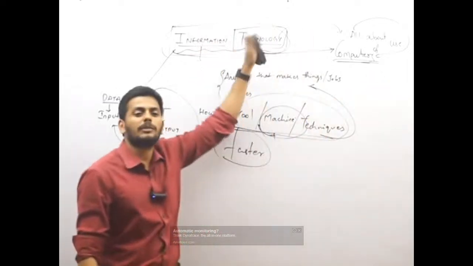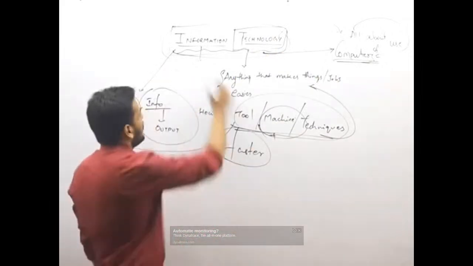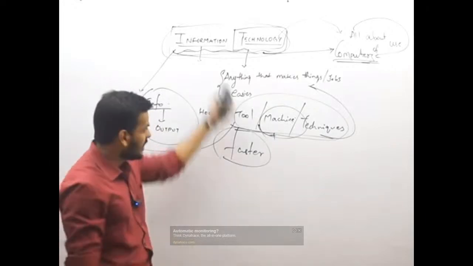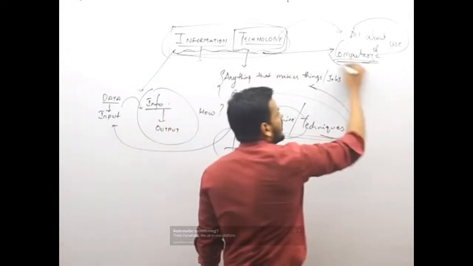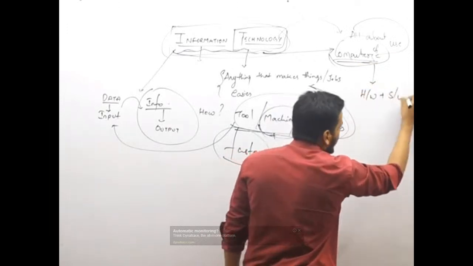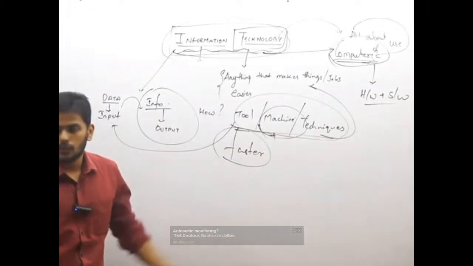So IT is very synonymous to the use of what? Computers. Right? Don't worry. At a later point in time, we will have the definition of what IT is and what the various concepts involved in IT are. IT is all about the use of computers. Computers are nothing but a combination of hardware and software. So a lot more stuff is there to catch up. Don't worry. The second chapter of your syllabus is full of that stuff only.